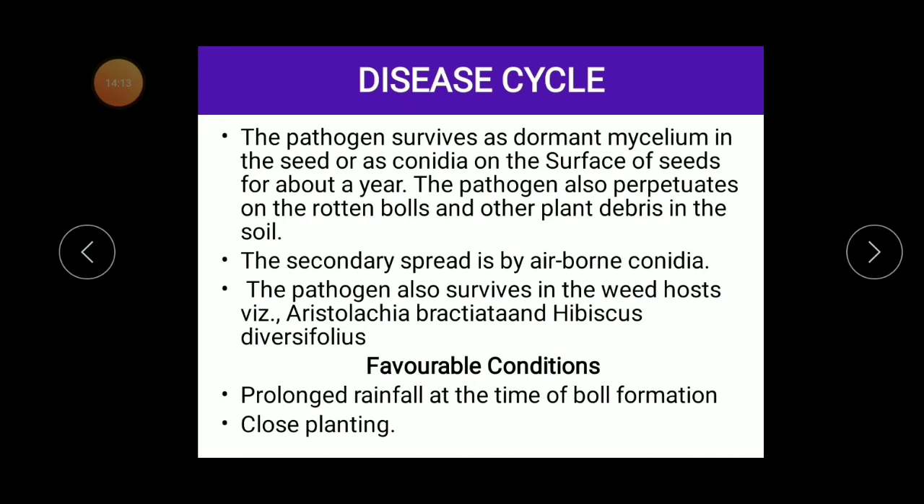These are the following, and for this pathogen, the favorable conditions are prolonged rainfall at the time of boll formation, and close planting is a very favorable condition for the disease, which provides for its development.